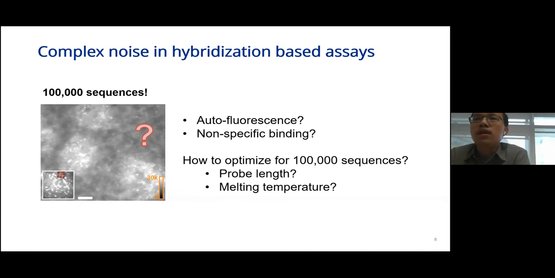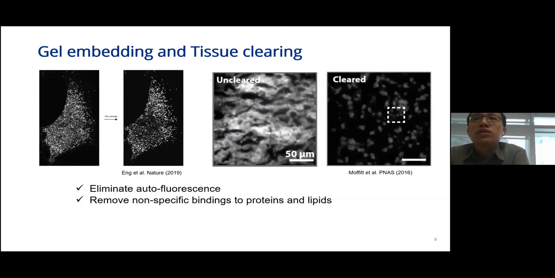One very nice solution is to do gel embedding and tissue clearing. As shown here, not only can you eliminate the autofluorescence, but you can also eliminate non-specific binding to proteins and lipids. And with this, people have been able to scale to the genome.